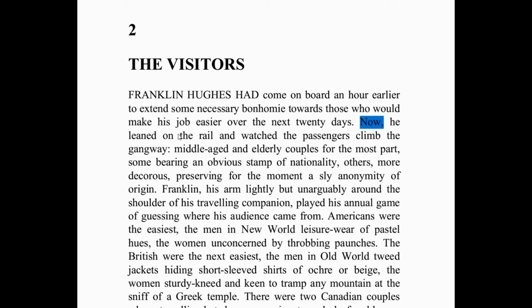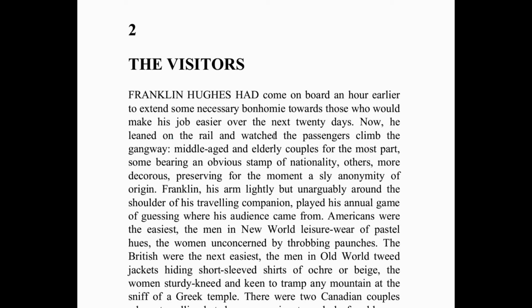So now: he leaned on the rail and watched the passengers climb the gangway. A gangway is a type of passageway, like a corridor. I think of it as the stairs that lead up onto the boat so that the passengers can go on board. There's usually a staircase or something like that with rails on both sides, so that you can hold on to something.